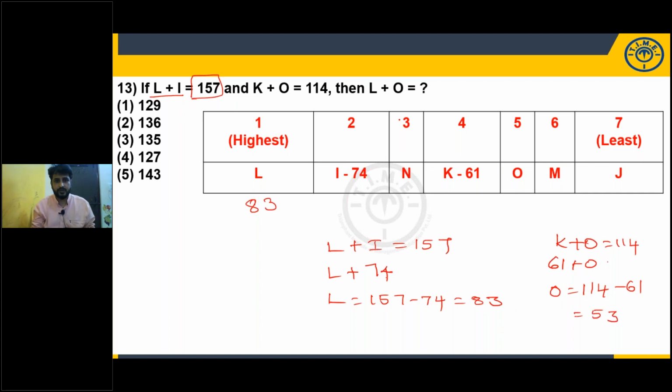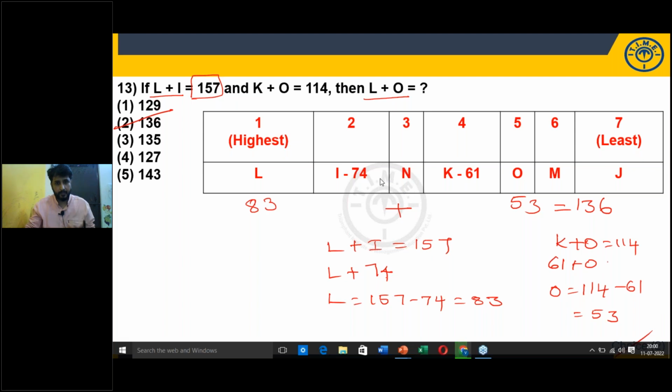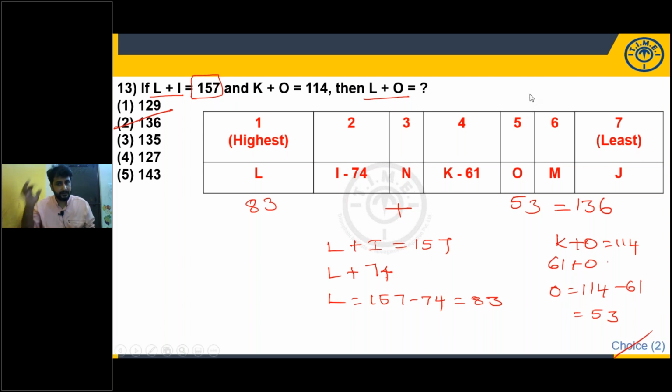Now what is the question asked? L plus O. Now O value is 53. So 83 plus 53, which is equal to 136. Choice 2. Choice 2 is our answer. Yes, Kavya, 136 is correct. This is a new question type.